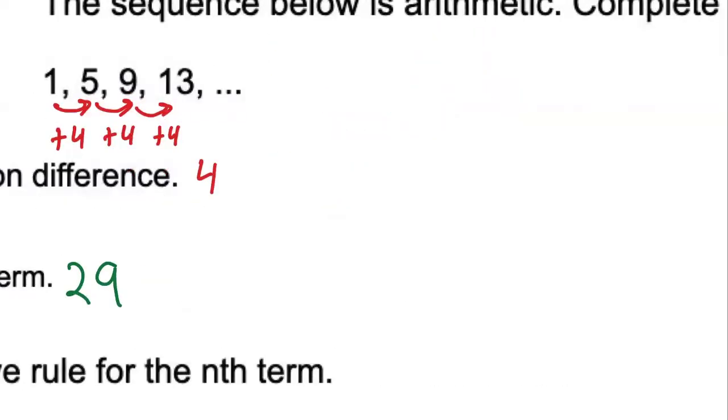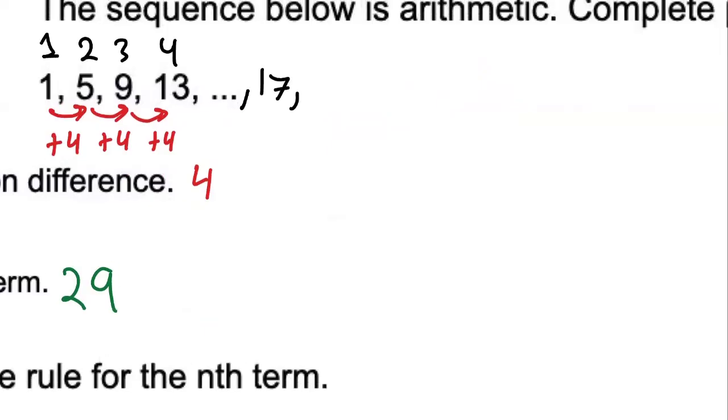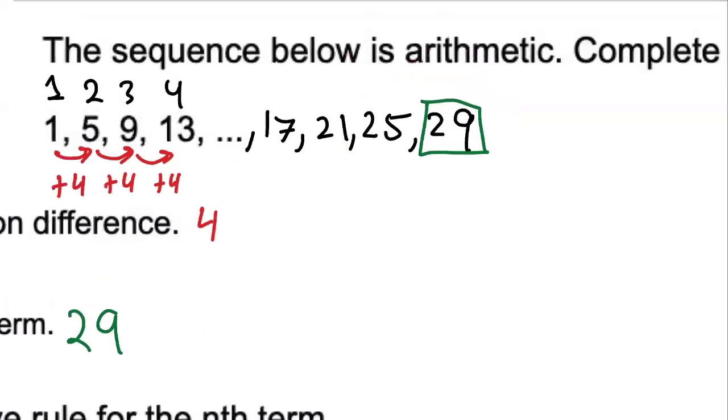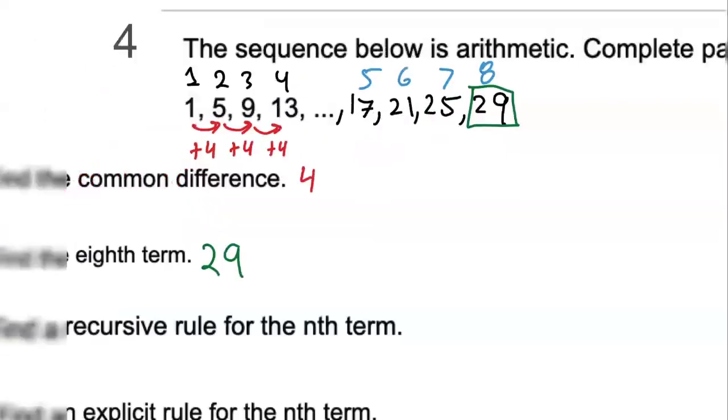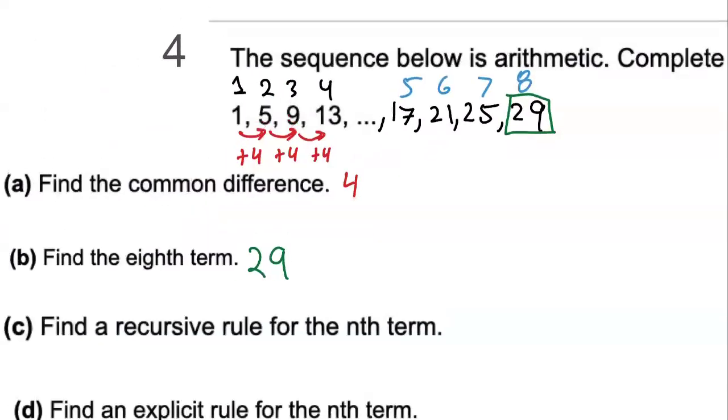So this is number 1, this is number 2, number 3, number 4. All right, so 13 plus 4 is 17, then 21, 25, and then 29. Look at that. Nate was right. The 8th term is exactly 29. So 5, 6, 7, and 8. Very good. The 8th term is 29.